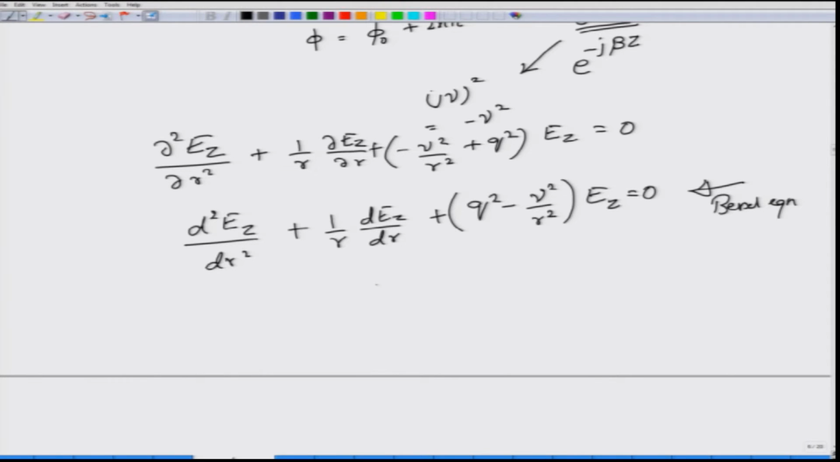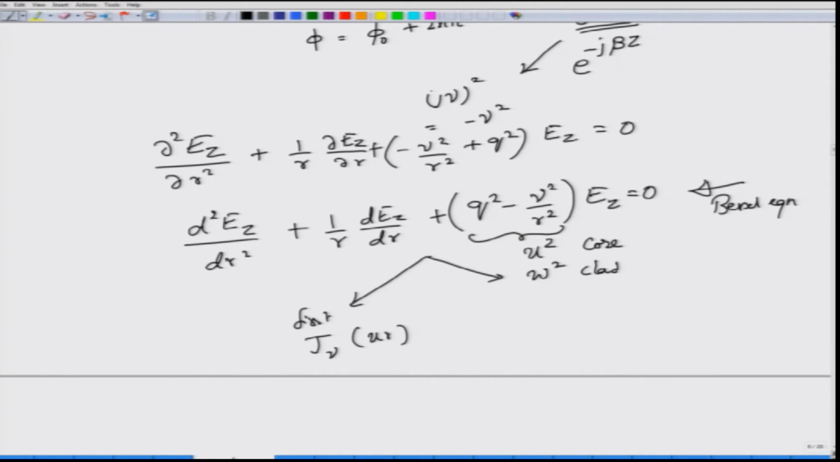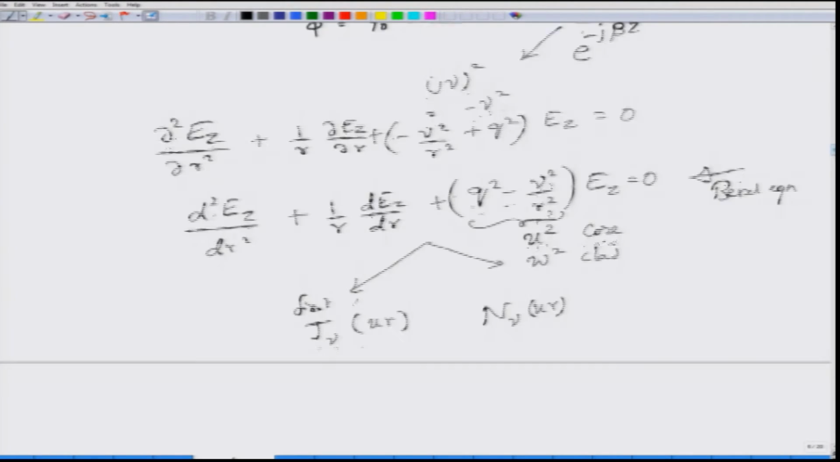The solutions of this are of two kinds. This is the first kind, and there are two types of first kind solutions, given as J nu of some argument, where nu is the integer here. If I call this argument u inside the core and w in the cladding, the solutions will be of the form J nu of ur, and then there will be one more solution which is N nu of ur, for the core solutions.